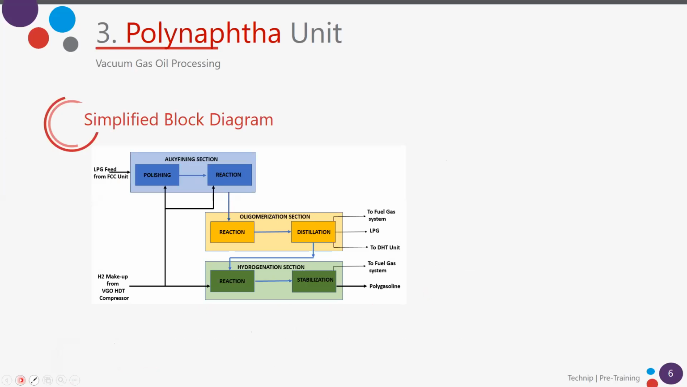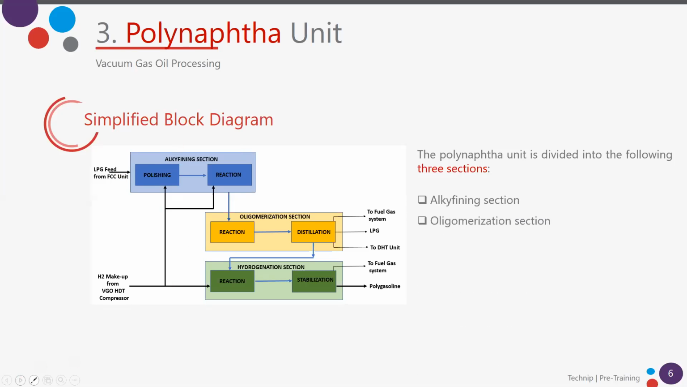So we have here our simplified block diagram. The polynaphtha unit is divided into the following three sections. We have the alkyfining section, we have the oligomerization section, and we have the hydrogenation section. Let's go and see what happens in each of these sections.